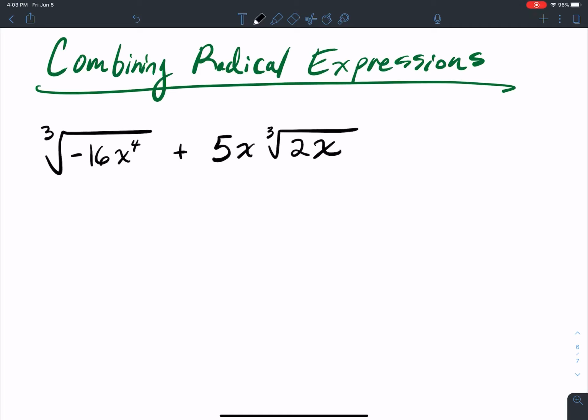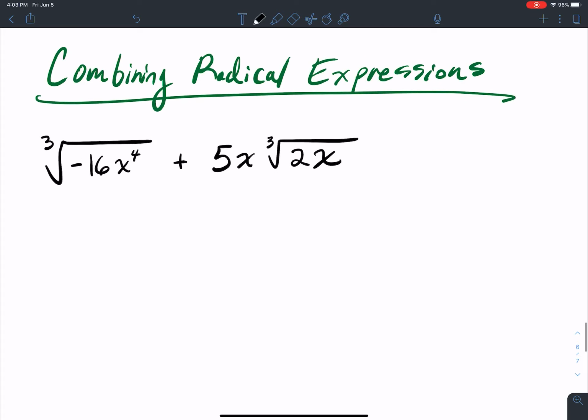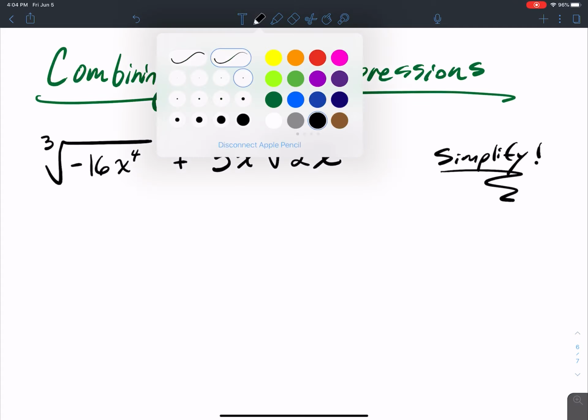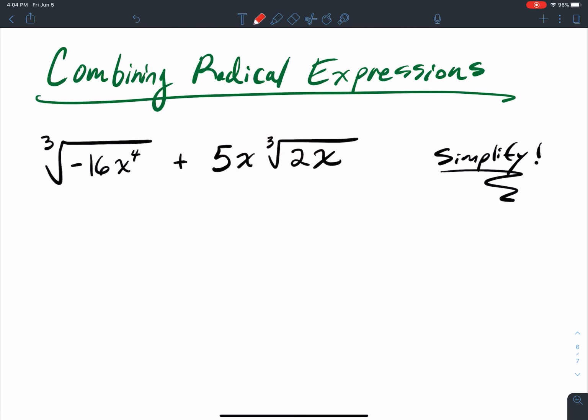In this video, we're going to be combining radical expressions. So I've got the expression cube root of negative 16x to the fourth plus 5x times the cube root of 2x. All right, so first thing I want to do is simplify. And then if I simplify and I see that these two creatures have the same DNA, then I can combine them. So let's see if we can simplify here.